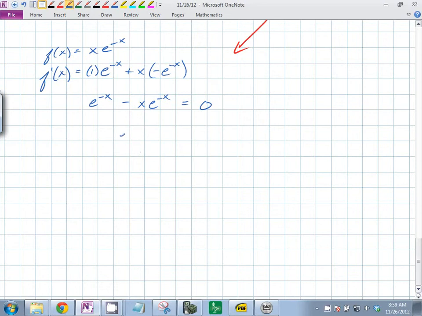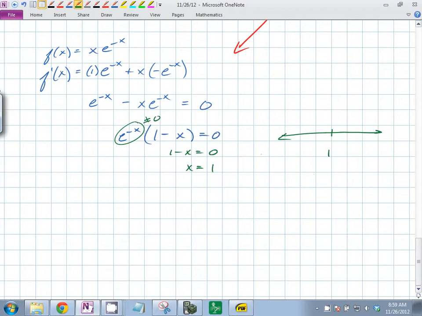e to the negative x times 1 minus x equals 0. What do you know about that? It never equals 0, so you know that 1 minus x is equal to 0. So x is equal to 1. So your first derivative test right here: 1, there's the x value, and then the f prime value.